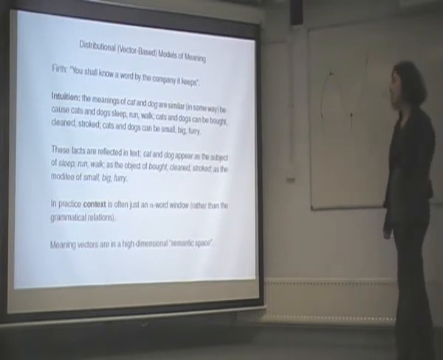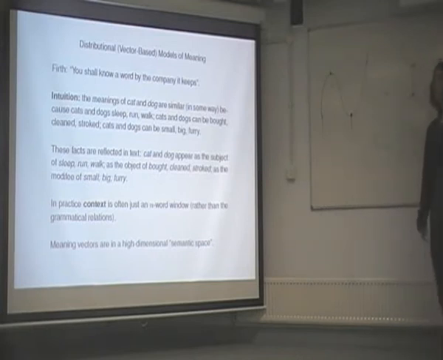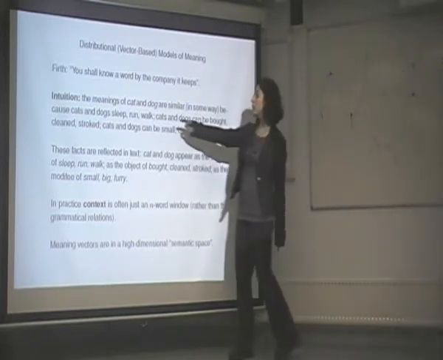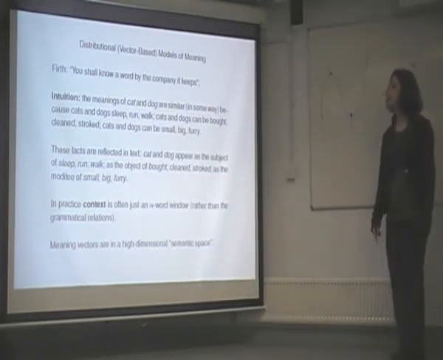The intuition is that the meanings of words like cat and dog are similar. Cat and dog are sort of of the same meaning, because they can both sleep, run, and walk. They can both be bought, cleaned, stroked, and they can both be small, big, and furry. So they both occur close to these other words, run, walk, furry, big. So they sort of have the same meaning.